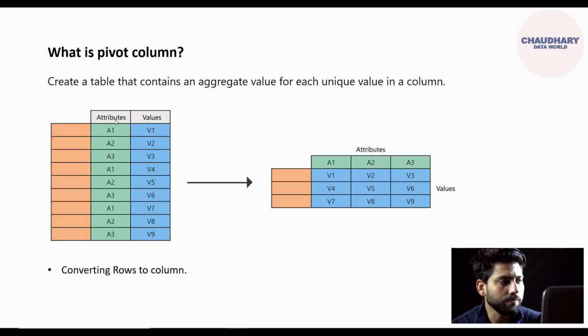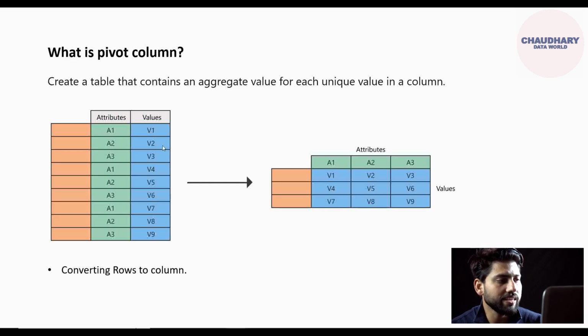So in this attribute, I have taken a reference dummy table example. In this attribute column, you can see A1, A2, A3, A1, A2, A3, and again A1, A2, A3. That means these three values, A1, A2, A3, are unique values in the attribute column, which will be converted into different columns. A1 will be an individual column, then A2 and A3. The values will be mapped accordingly to that particular A1, A2, A3. So you can see that we are converting rows to columns.